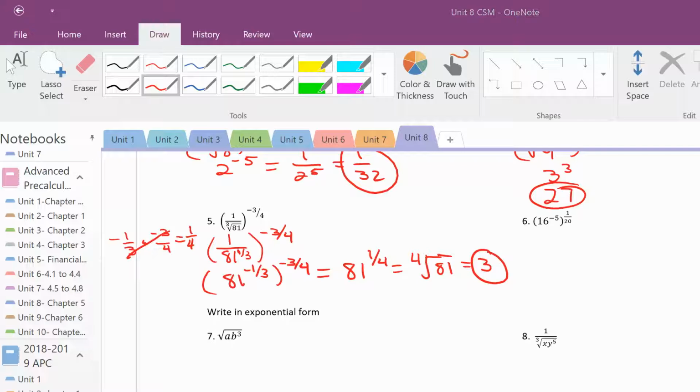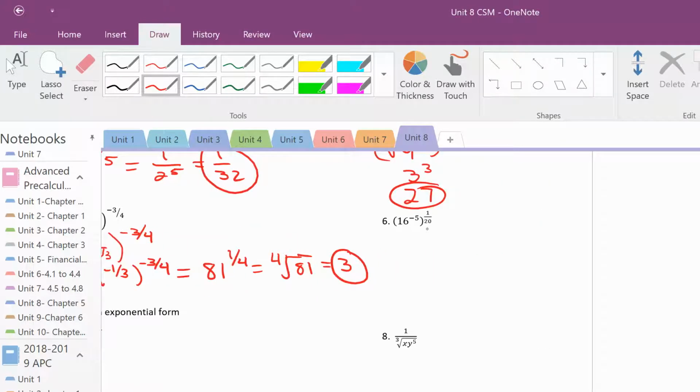So let's try the next one. 16 to the negative 5th to the 1/20th. So remember, negative 5 times 1/20th is negative 1/4. So 16 to the negative 1/4 means that you're taking the fourth root of 16, but you're raising it to the negative 1st power, which means you're taking 2 to the negative 1st, which is 1/2.